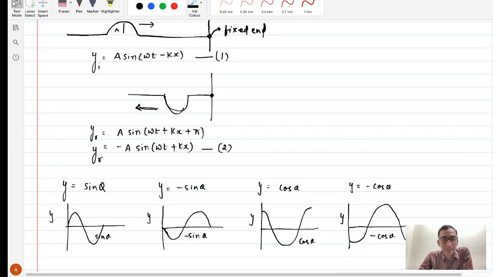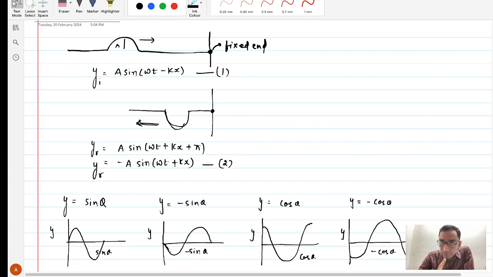This is Kunal Mehta from Make Me Scientific, and in this video we are going to understand the graphical representation of the standing waves which are produced by the superposition of incident and reflected waves on a string, where one end of the string is fixed.